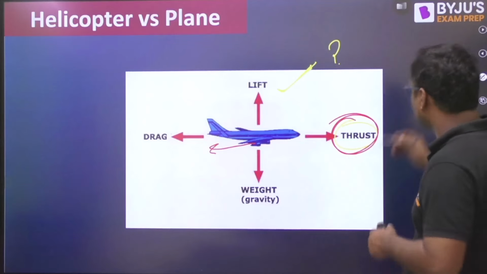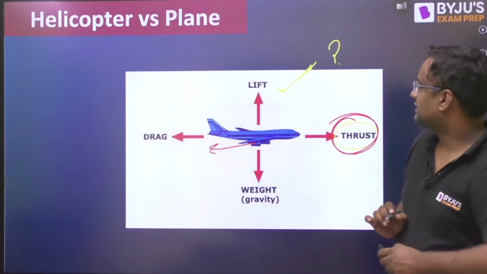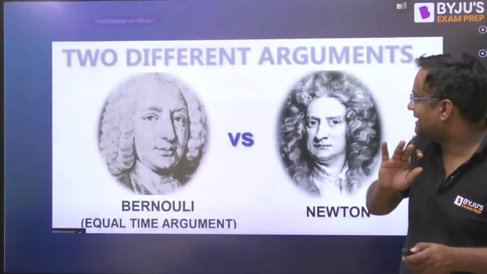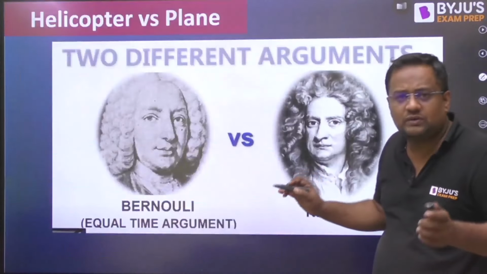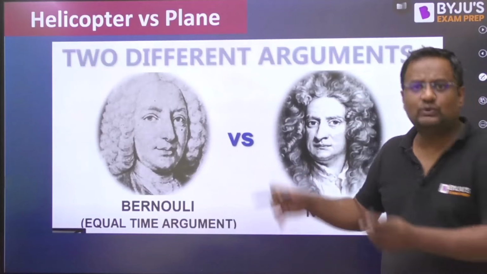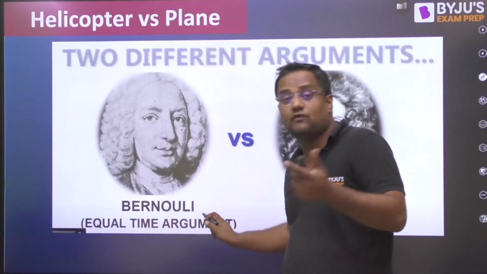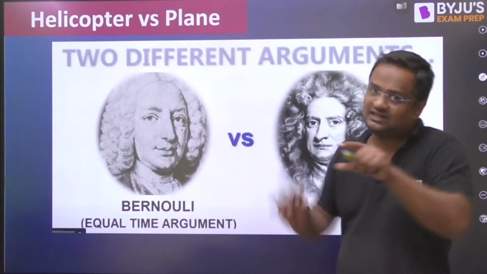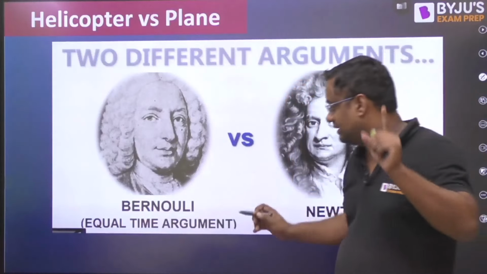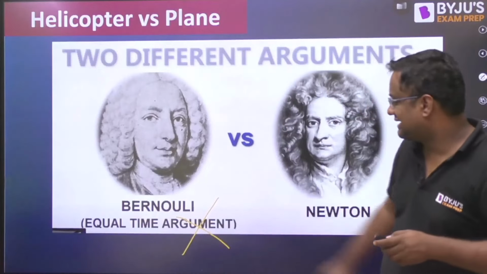Okay, now how does the lift occur, the main principle here? Guys, first of all, let me tell you the concept that is absolutely wrong. There is a theory between Bernoulli and Newton, a huge argument between them, and in the world as well. It has the equal time argument, from where it was explained how it is lifting. Thrust we have understood, how it is moving forward we have understood. Now, how is it moving upward? I'm not saying the Bernoulli principle is wrong, but the equal time argument is wrong.